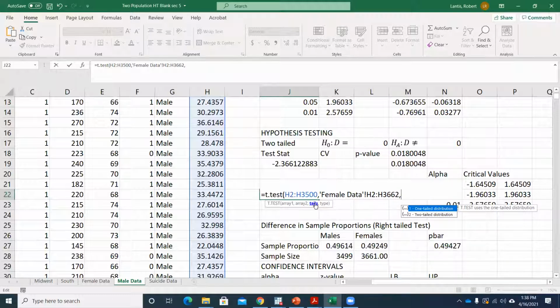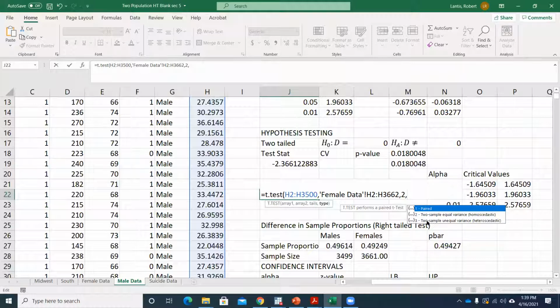The third thing I tell it, the number of tails. Well, I have a 2-tailed test. If it was a left or right-tailed test, I'd put a 1 there. And then comma, what type of t-test am I running? For us, we're only going to be using a 1 and a 3 here. We'll talk about Monday matched pairs examples, so we're not going to use a 1 yet. This just identifies the type of t-test you're running.